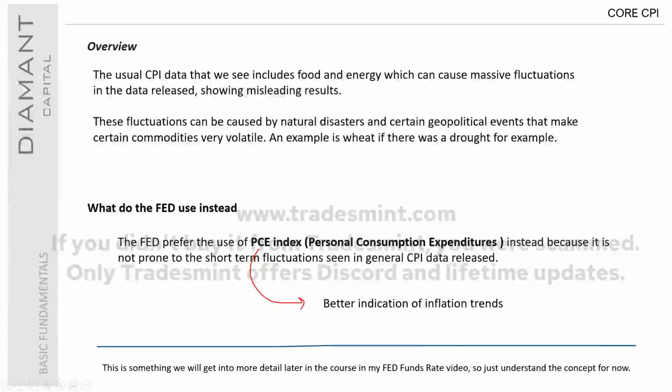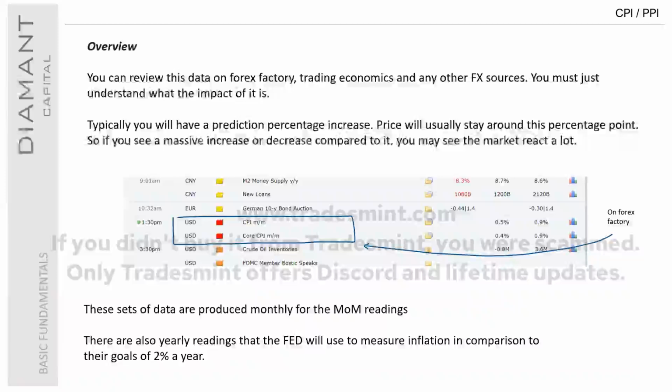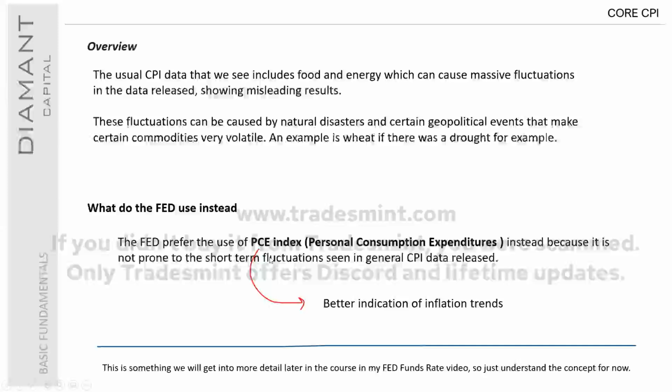So there's something that I need to introduce to you called the core CPI. So the usual CPI data that we see, such as over here, you're going to realize there's CPI month on month and then also core CPI month on month. This is the more important reading that we get.